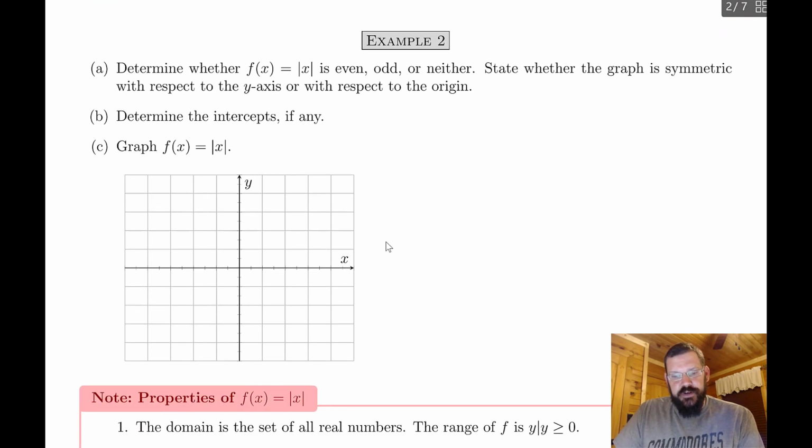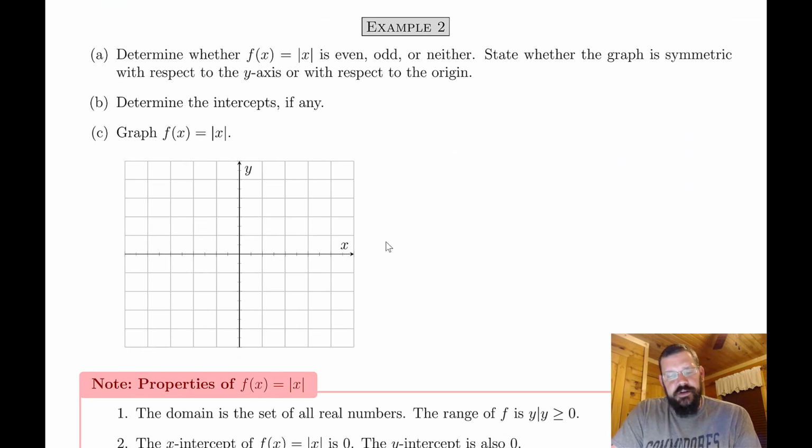Example 2 is the absolute value function. Absolute value, again, one of those that you may have already seen several times over, so you probably already know what it looks like. But we're going to go through the exercise again anyway, just to be sure.